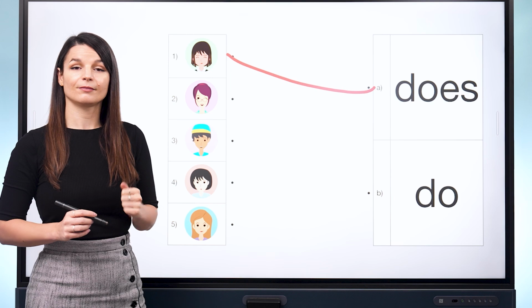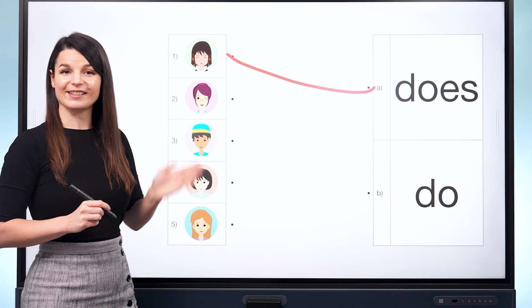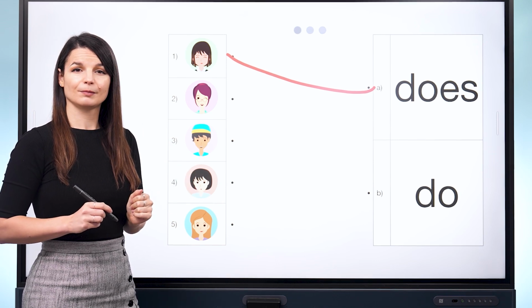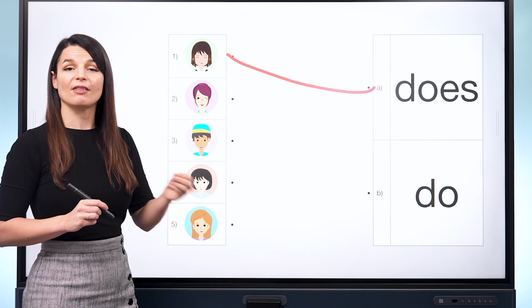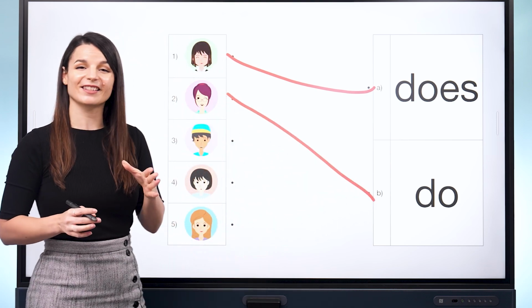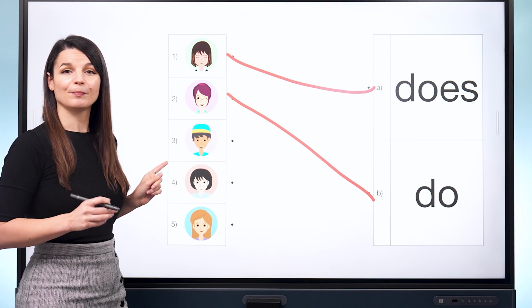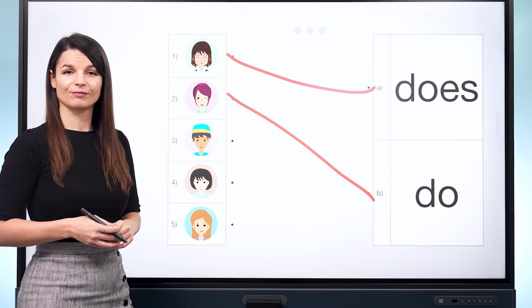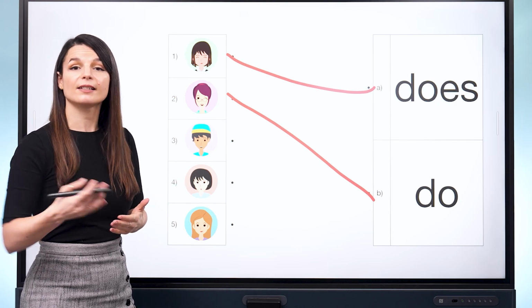How about, do they have food service? Let's listen one more time. Do they have food service? Did you hear do? Do is used because it matches the they pronoun. Next, does the library have free internet? One more time. Does the library have free internet? Did you hear does? Does is used because the subject is a singular noun.